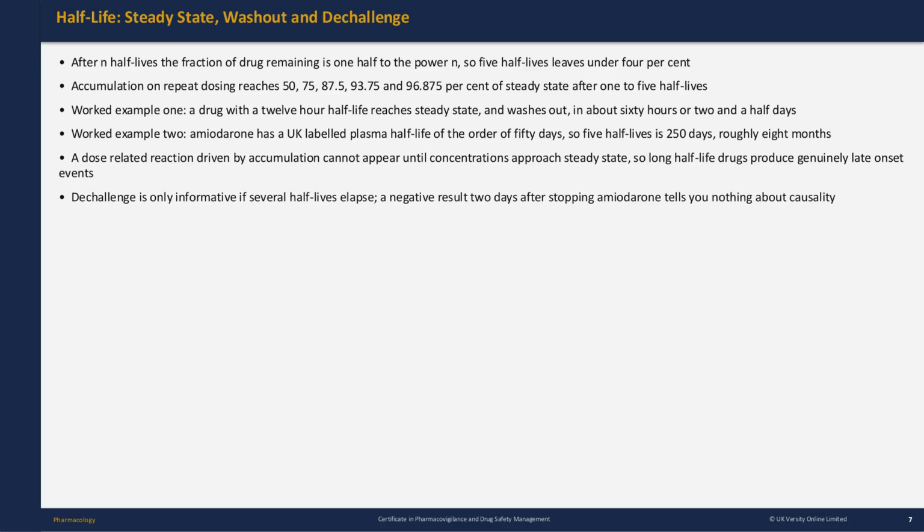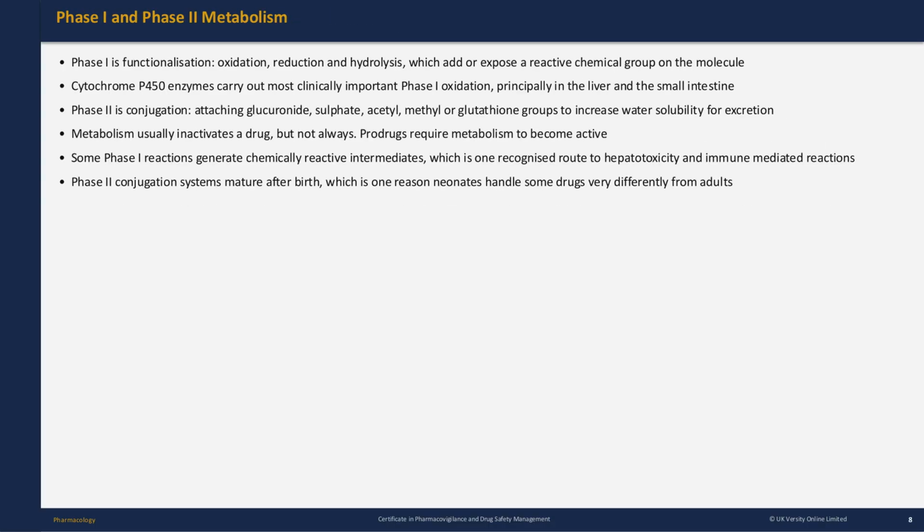Worked example 1. A drug with a 12-hour half-life reaches steady state and washes out in about 60 hours or 2.5 days. Worked example 2. Amiodarone has a UK-labelled plasma half-life of the order of 50 days, so 5 half-lives is 250 days, roughly 8 months.